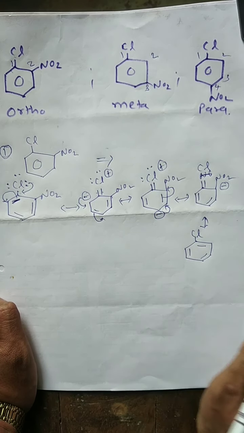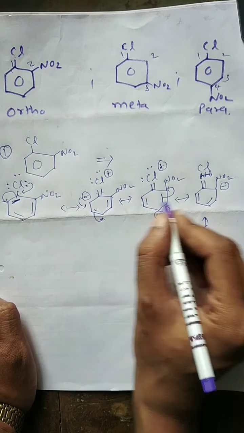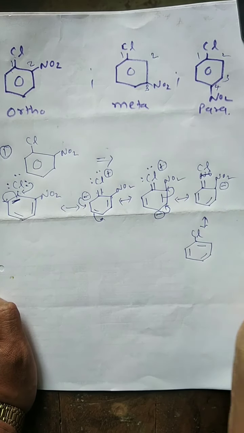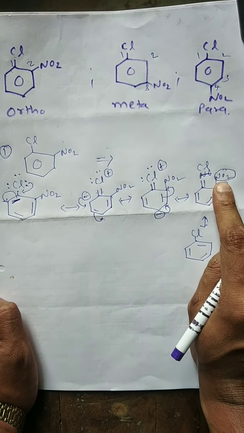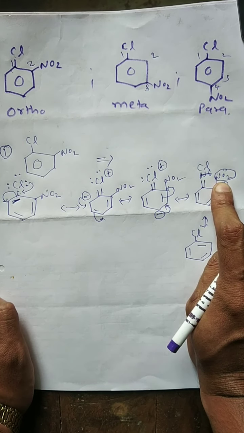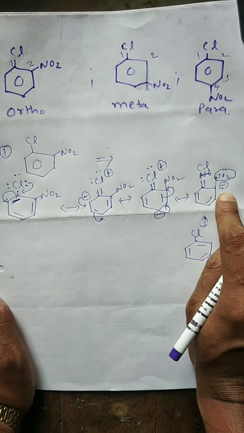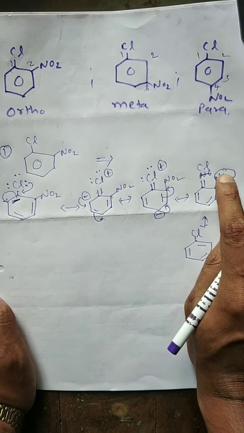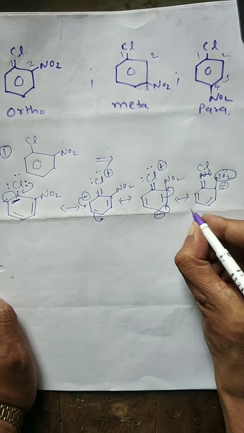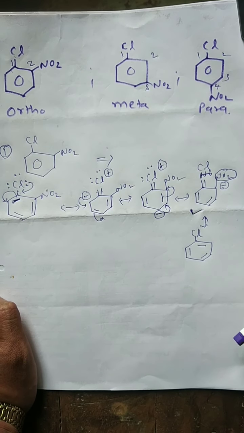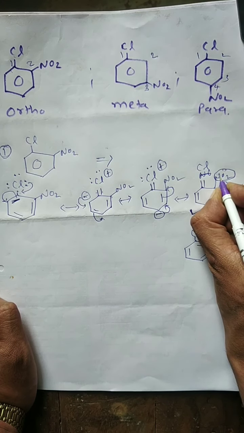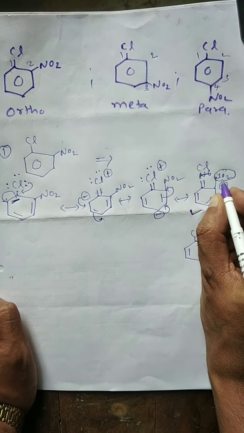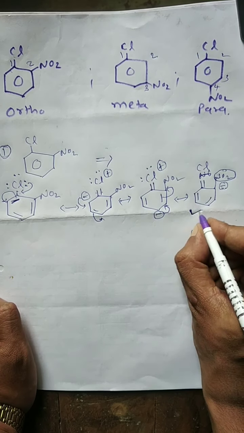Now you can see this carbon is having the NO2 group, and the negative ion comes on that carbon only. Like we discussed in an earlier session, the NO2 group is an electron withdrawing group. It attracts electrons, and electrons come on the same carbon. So this structure is more stabilized here. Why is this structure stabilized? Because the NO2 group is an electron withdrawing group, and the negative ion comes on the same carbon. That's why this is more stable.